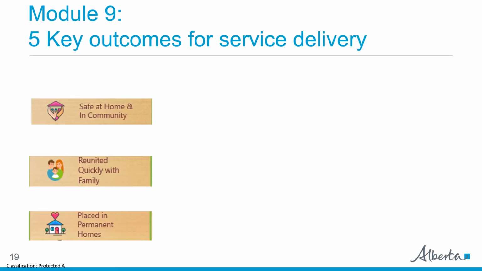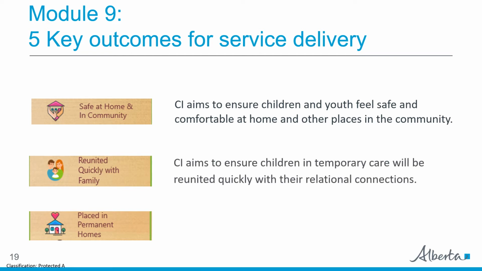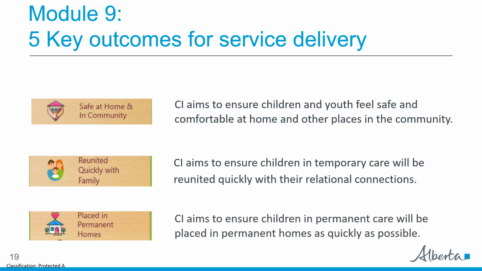Module 9, 5 key outcomes for service delivery. Child intervention aims to ensure children and youth feel safe and comfortable at home and other places in the community. It aims to ensure children in temporary care will be reunited quickly with their relational connections. It also aims to ensure children in permanent care will be placed in permanent homes as quickly as possible.